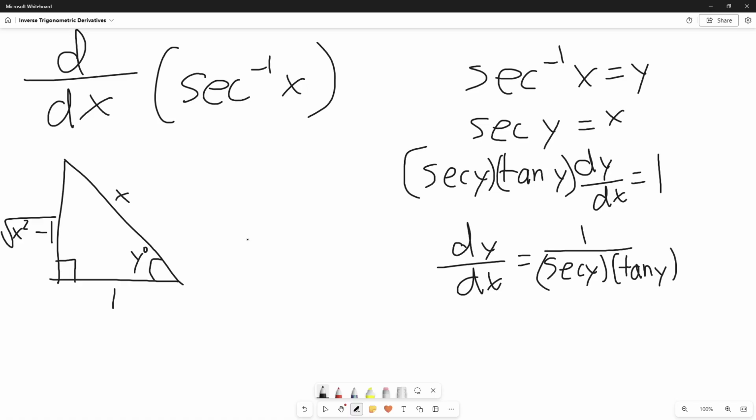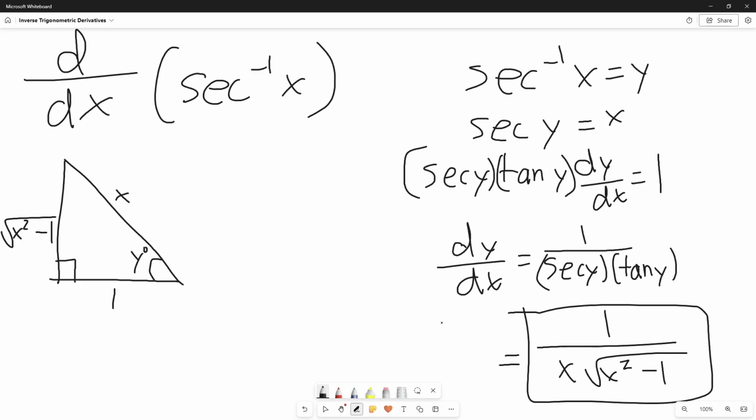And now we're able to figure out what secant of y and tangent of y are. So we already know from our equation here that secant of y is x. So let's rewrite that. 1 over x times tangent of y, that's the opposite side over the adjacent side, which is just square root of x squared minus 1. And that's our final answer.